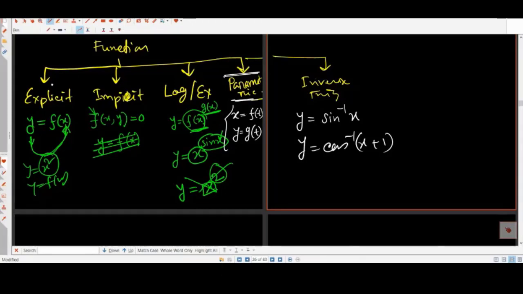But before, you need to understand, if we have an explicit function, how can we find dy dx? If we have an implicit function, how can we find dy dx? If we have a logarithmic function, what is the procedure to find dy dx? If we have a parametric function, what will be the case if we need dy dx? So these are the important things.